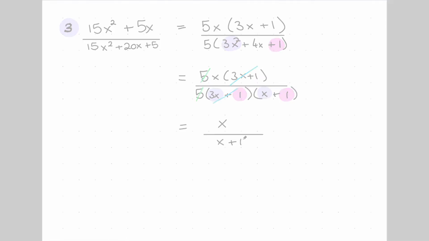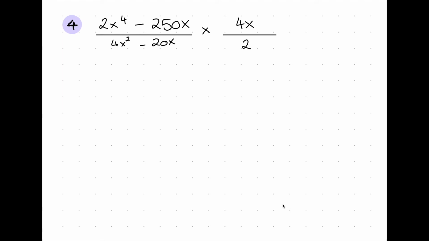Question 4 here involves the multiplication of two fractions. So before you start to multiply, I would always look for the factors to break it down and simplify it as much as I can before I start to get into the nitty-gritty of the multiplication. So I'm going to ask myself the same questions again. Is there a highest common factor? And if I look here, there is. There is a common factor of 2x.